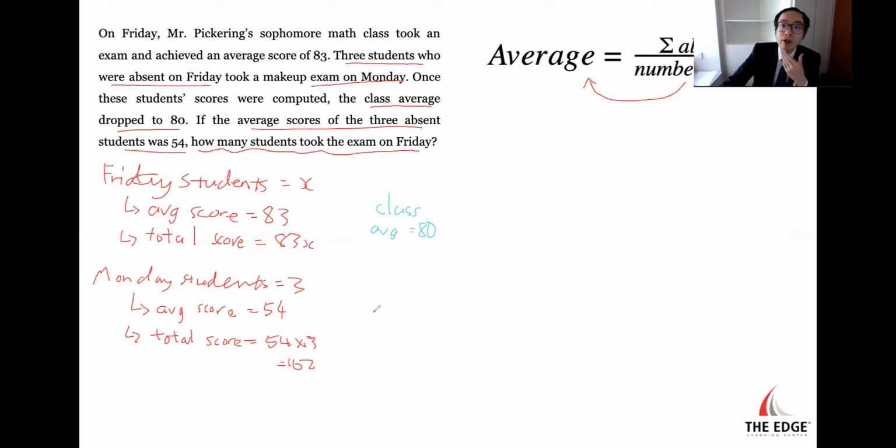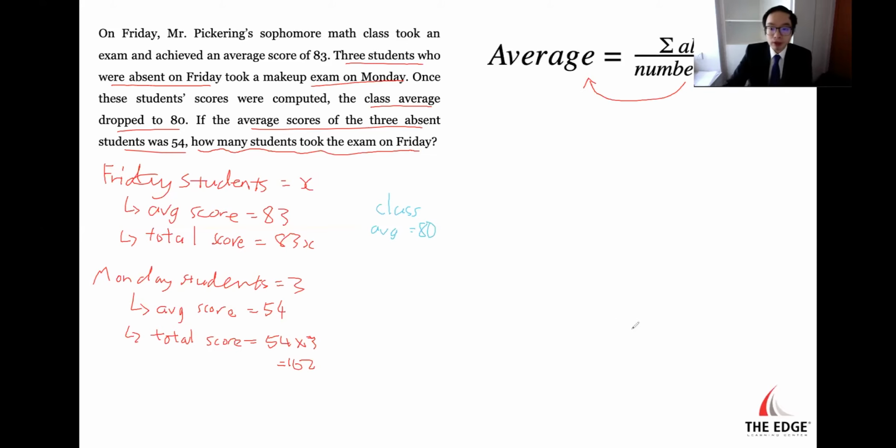Now we have this big load of information, and what we can do is try to put it all together into this average formula again. But instead of using the average formula to rearrange the information about Friday and Monday students, let's use it to incorporate both the information from the Friday students and the information from the Monday students.